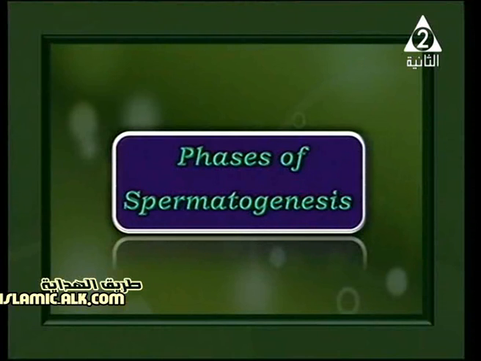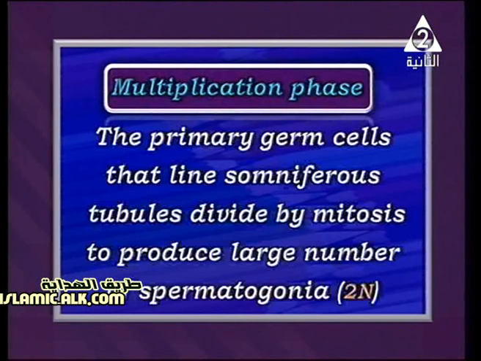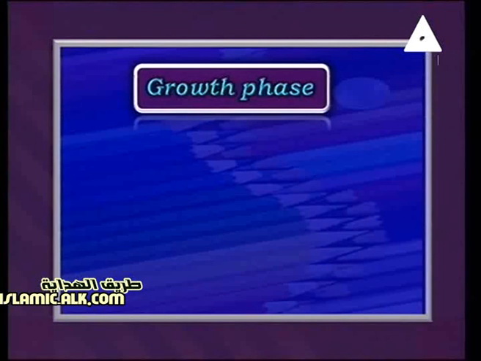Well, we also need to study the phases of spermatogenesis. Again, spermato means sperms, genesis means creation. So the whole word means how the sperms are created, formed and manufactured inside the testis. Number one, the multiplication phase. The primary germ cells that line the seminiferous tubules divide mitotically to give us a large number of spermatogonia, which are diploid.